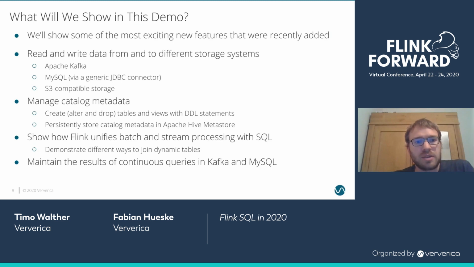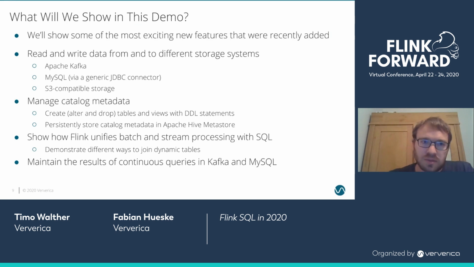We'll also show some examples of how Flink unifies batch and stream processing, basically running the same query on a static data set and on a streaming table. And also show how you can use Flink to maintain results of continuous queries in Kafka or MySQL. This is a feature that has gotten quite a bit of attention quite recently, also being named view maintenance, or maintaining views of computed data in external systems.